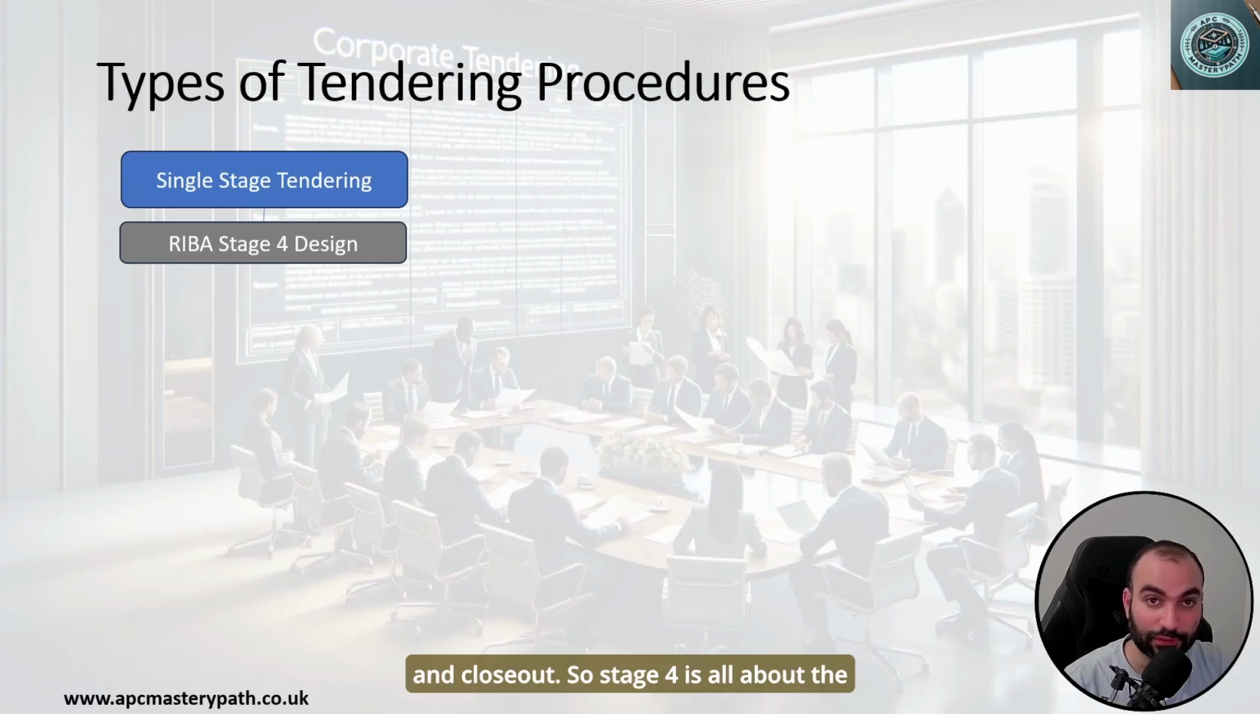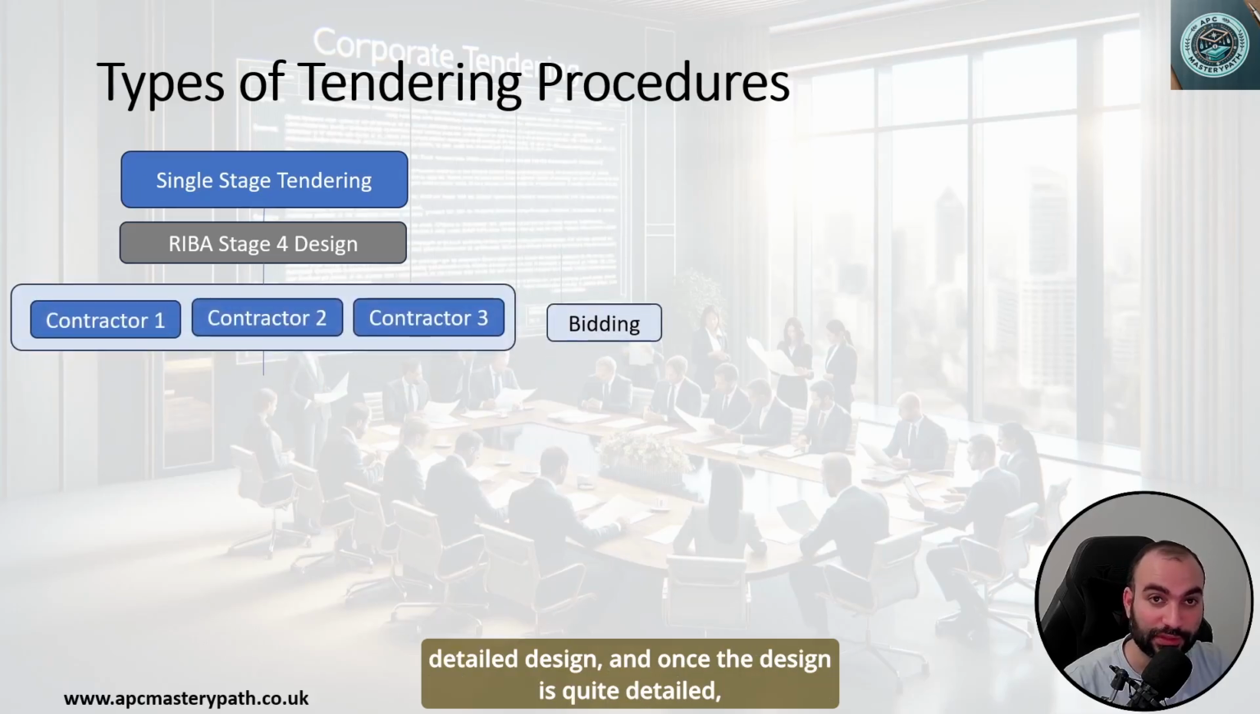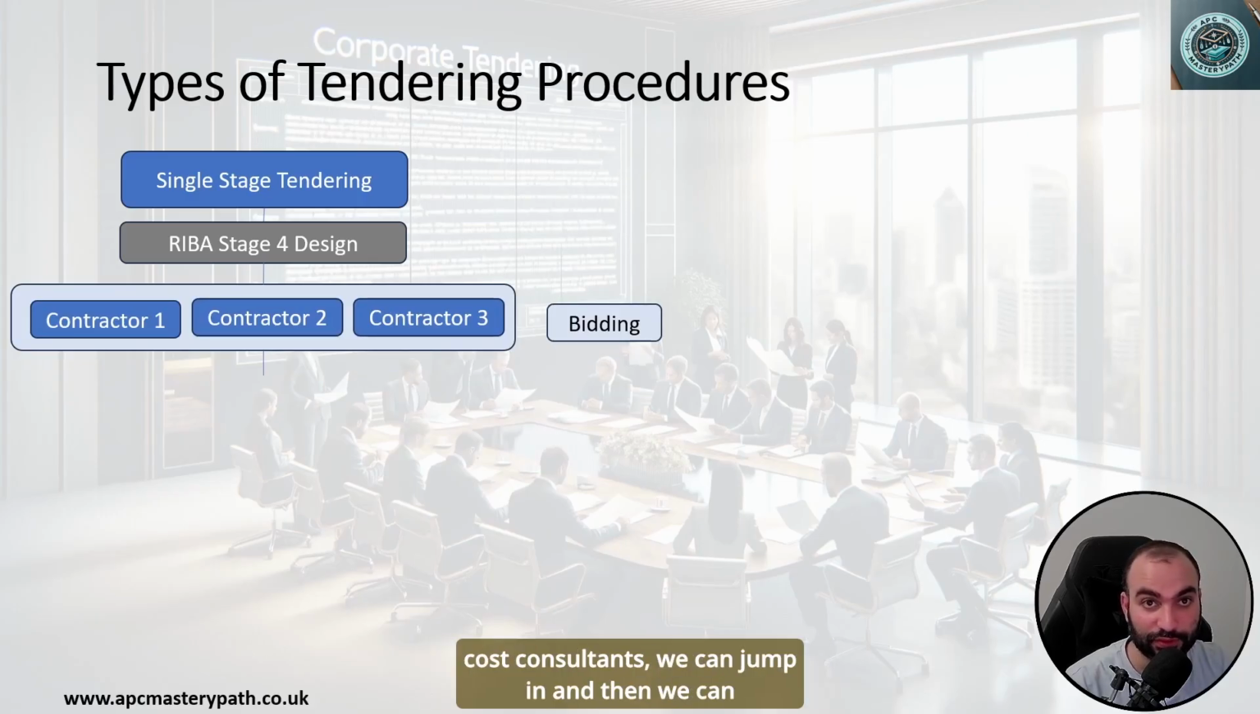So stage 4 is all about the detailed design, and once the design is quite detailed, that's where ourselves as quantity surveyors and cost consultants, we can jump in and then we can compile the bid documents, which are going to be sent out for different contractors to bid on.